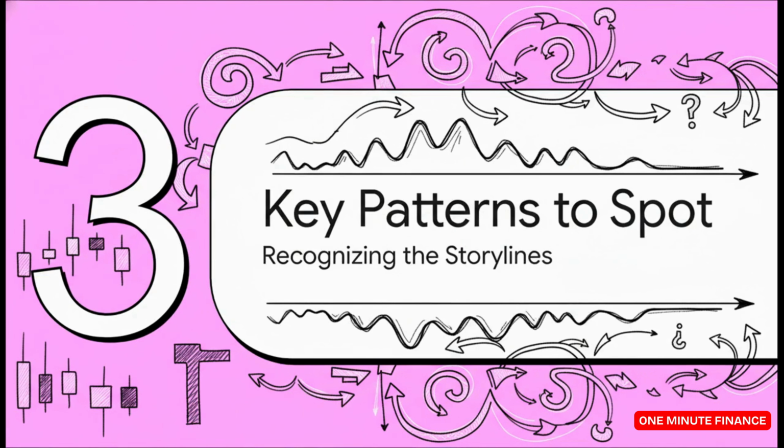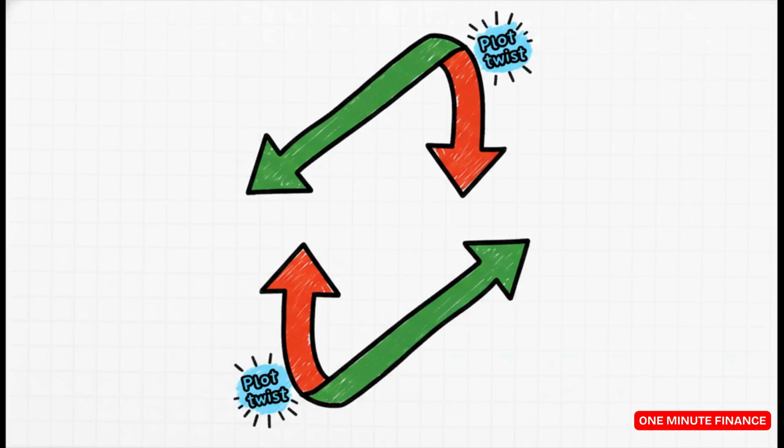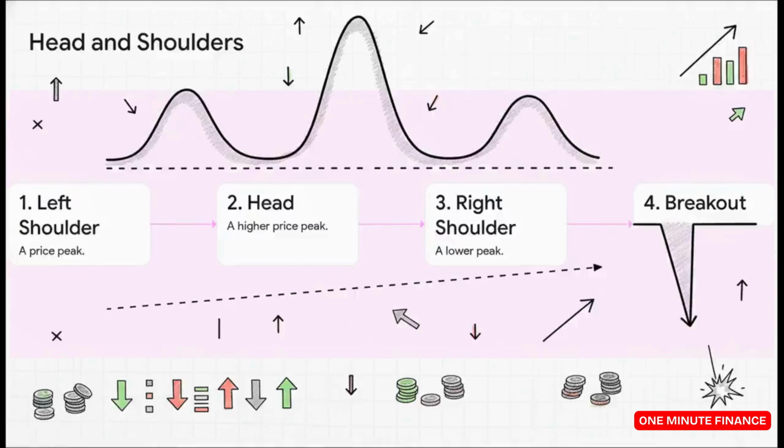Okay, so once you get candlesticks and you can spot support and resistance, you can start to see the bigger picture. You can actually start recognizing common storylines or patterns that pop up over and over again. First up, we've got reversal patterns. I want you to think of these like a big plot twist in a movie. Now, nothing's ever a guarantee, right? But these patterns are a heads up that the current trend might be running out of gas and is about to change course.